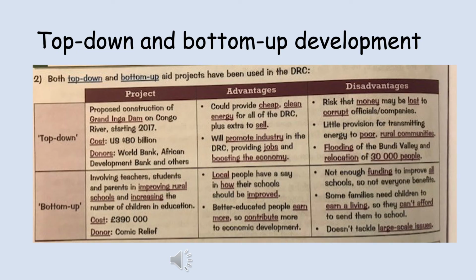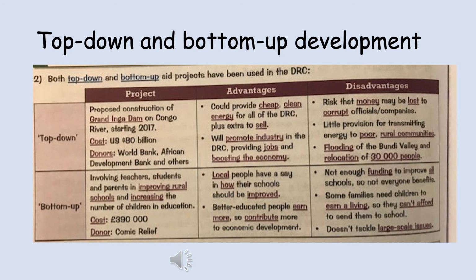We're now going to think about the success of a top-down and a bottom-up development strategy in the DRC. Now remember that top-down development strategies are these large-scale development strategies that tend to be government-led and often tend to be more expensive, whereas bottom-up development strategies are less expensive and often run by local communities or charities. So in terms of the top-down development strategy we're going to learn about, it's the Grand Inga Dam.